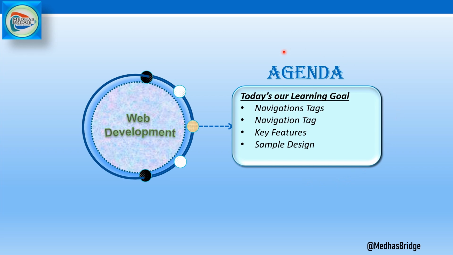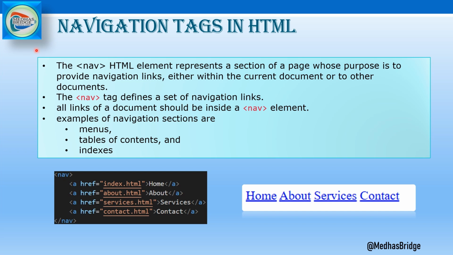Here is our today's learning agenda: navigation tags in HTML. Here is the HTML element nav. The nav HTML element represents a section of a page whose purpose is to provide navigation links, either within the current document or to other documents, because these are links, right, which we covered in the previous session. The nav tag defines a set of navigation links.